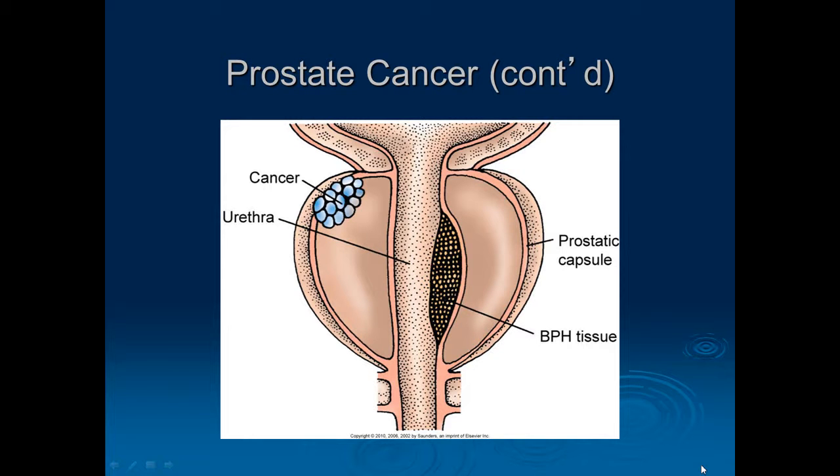Pre-op care depends on the type of surgery performed. Most common surgery is the laparoscopic radical prostatectomy, or what we call the robotic surgery. The patient should have education prior to having the surgery.